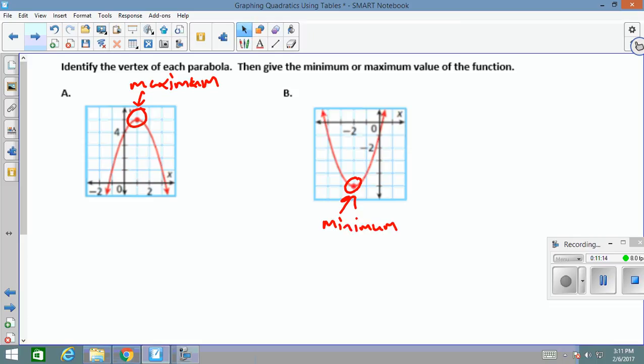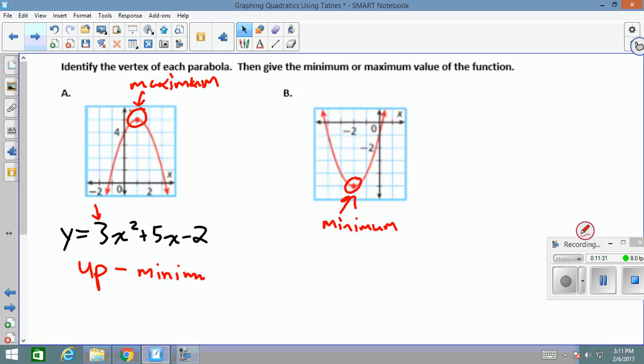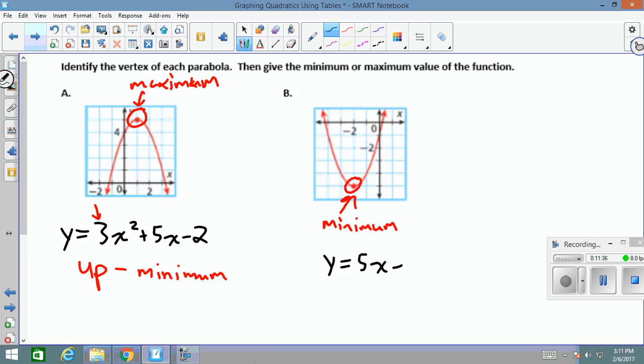Okay, let's say if I gave you something like this. We first need to determine if it opens up or down. So because this is positive, that 3 for the x squared, that means this is going to open up. Since it opens up, that means I have a minimum. Then what if I gave you something like this? Okay, what's the number for x squared? Here it's negative. Negative, that means it's going to open down, and therefore I have a maximum value.